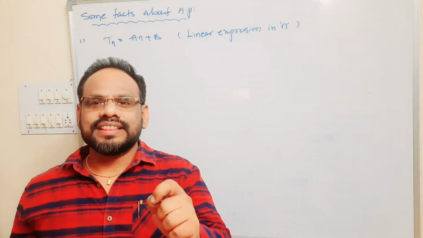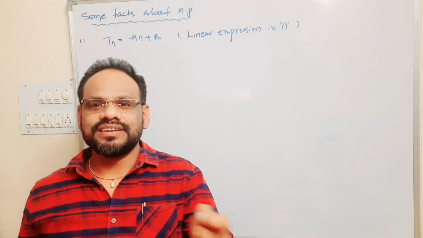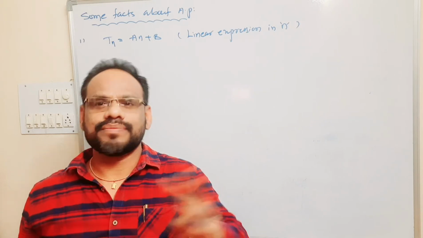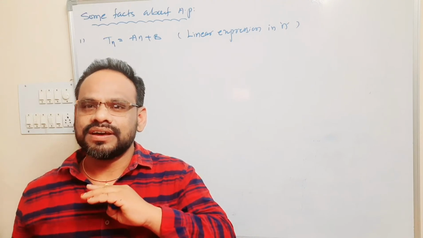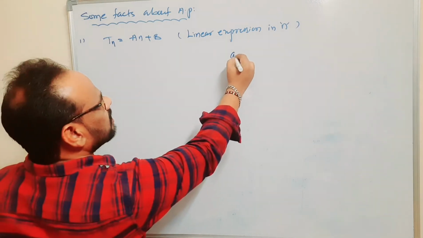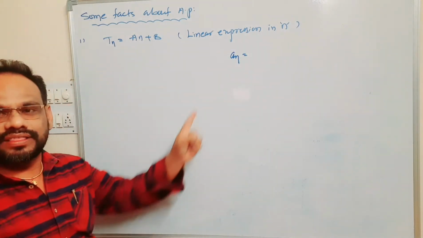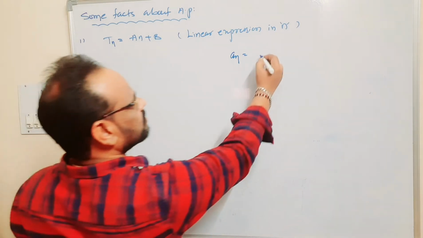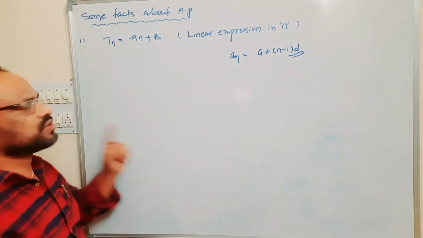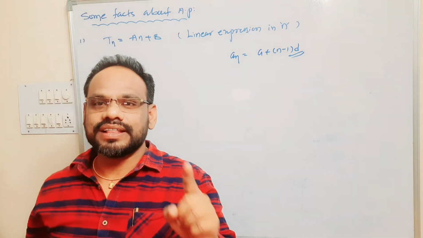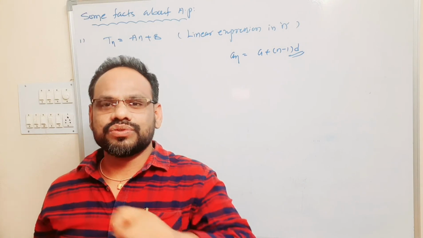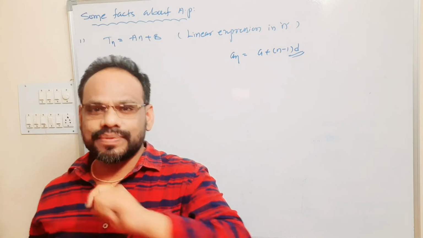When the nth term of the sequence is a linear expression, the sequence is always in arithmetic progression, no doubt at all. Why? We know that the nth term of an arithmetic progression, an, is equal to a plus n minus 1 into d. It is a linear expression. So whenever the nth term of the sequence is linear, the given sequence is always in arithmetic progression.